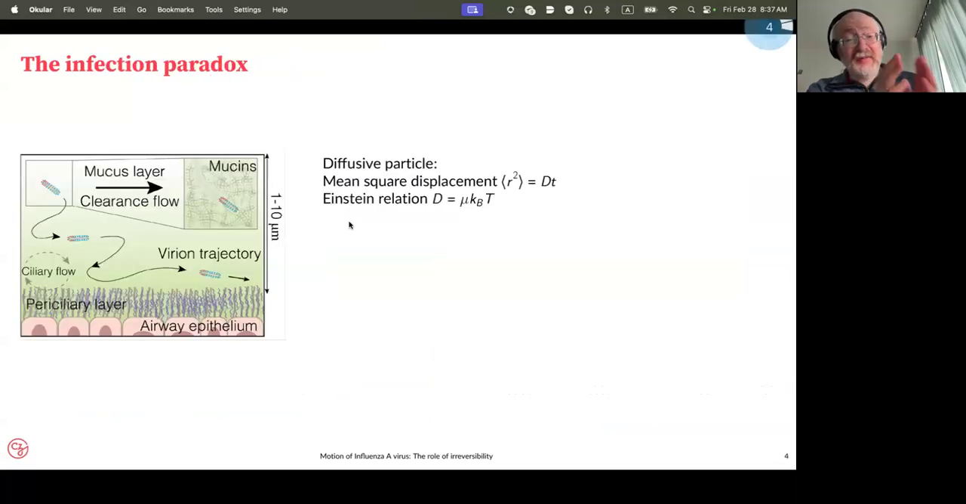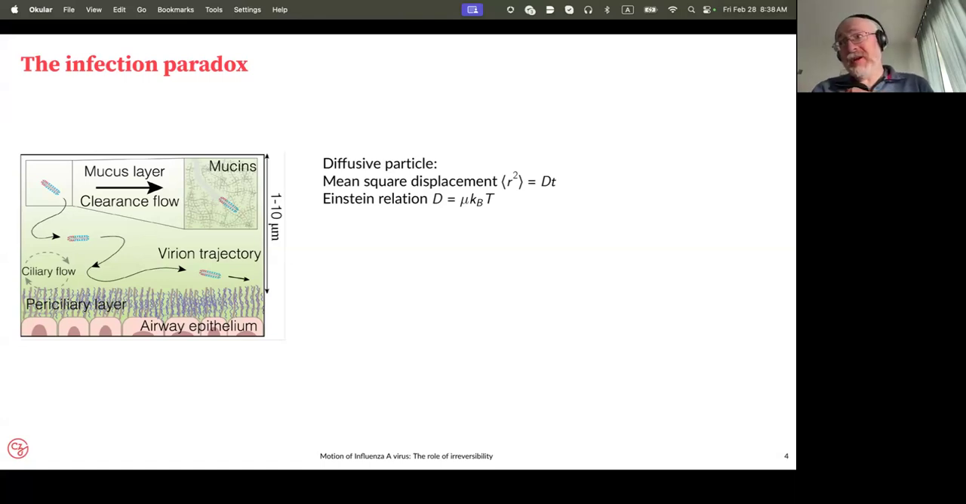And this leads to a very simple paradox. Here is a simplified picture of what I have shown you. You have the epithelium, you have ciliary cells, and you have a flow, and the virus here should go through the flow.